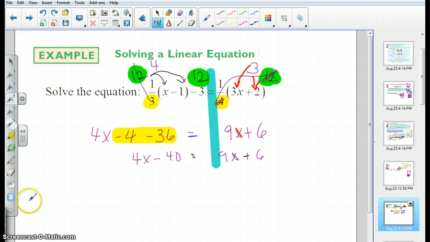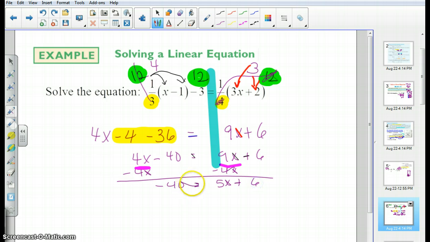Then I'm going to look at the x's and try to determine which x value I should get rid of first. Here's a 4x here and a 9x, and again my hint is get rid of the smaller. So I'm going to get rid of 4x by subtracting that off. If I subtract off 4x from both sides, negative 40 is equal to 5x plus 6. Next I'll subtract off 6, trying to isolate the 5x.